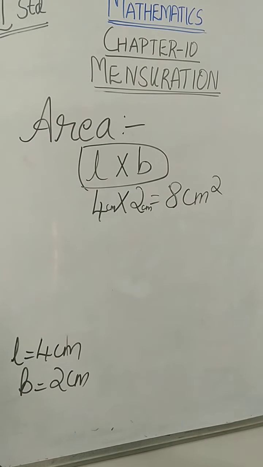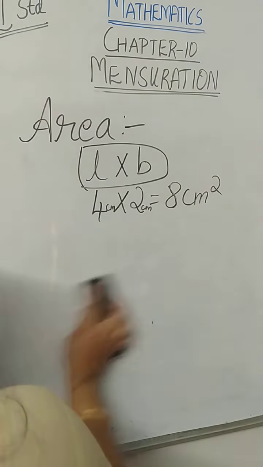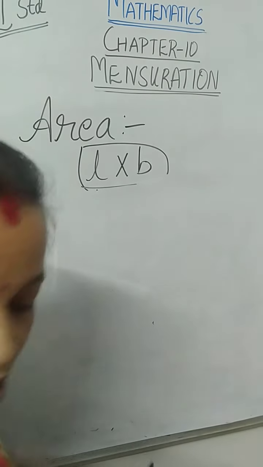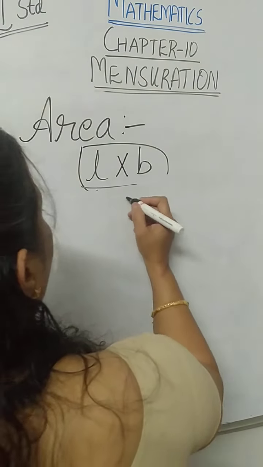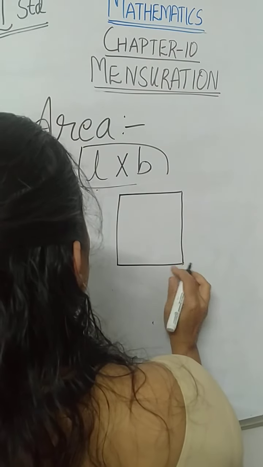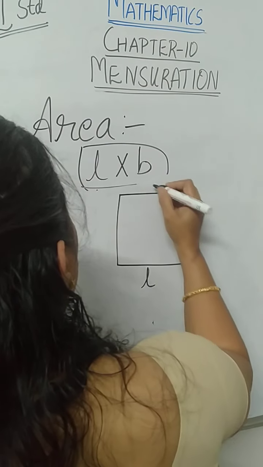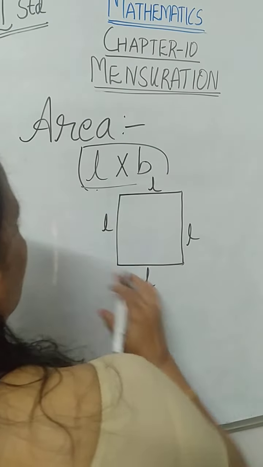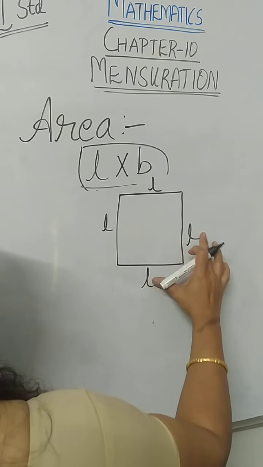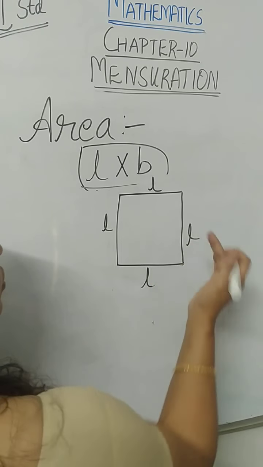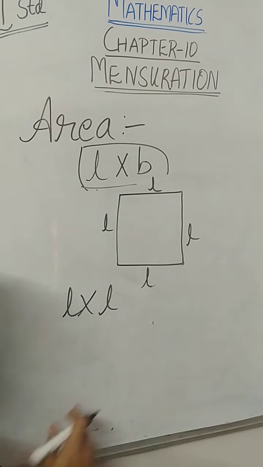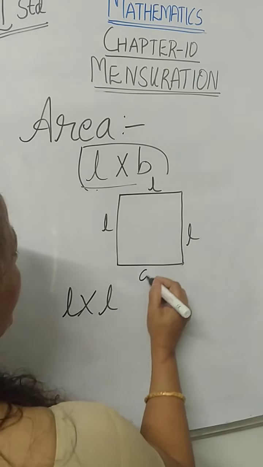Now let us see how the area of a square is calculated. What do you mean by square? Square has got all sides equal. That is, it has got length and breadth equal. That means it has got all the 4 sides equal. So how to calculate? Just multiply length into length, or one side into other side. Because all the sides are equal, the formula is L into L, or you can take it as A into A.